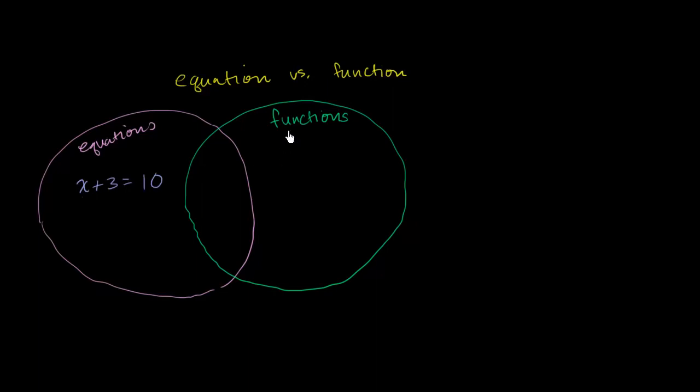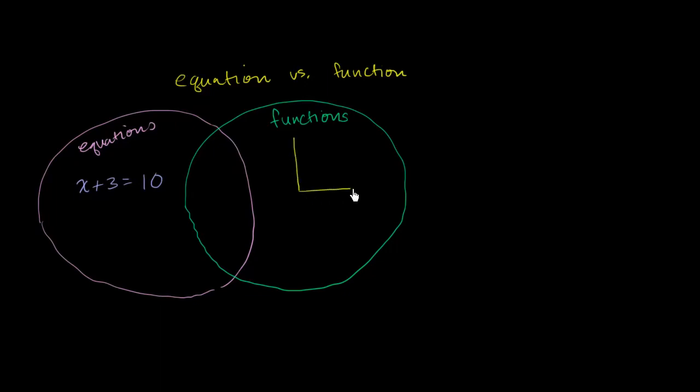Functions essentially talk about relationships between variables. You get one or more input variables, and it will give you only one output value. And you can define a function, and I'll do that in a second. You could define a function as an equation, but you can define a function a whole bunch of ways. You can visually define a function, maybe as a graph.